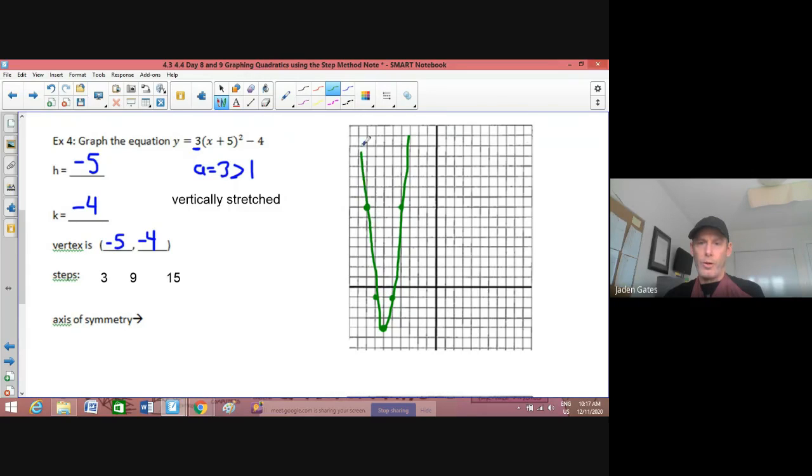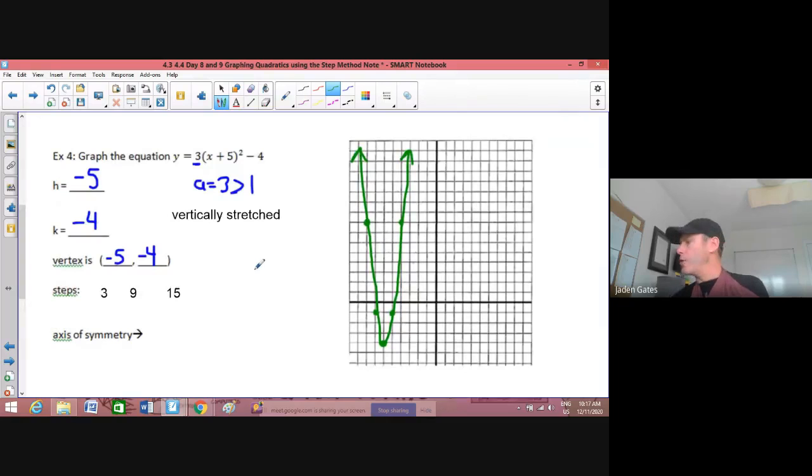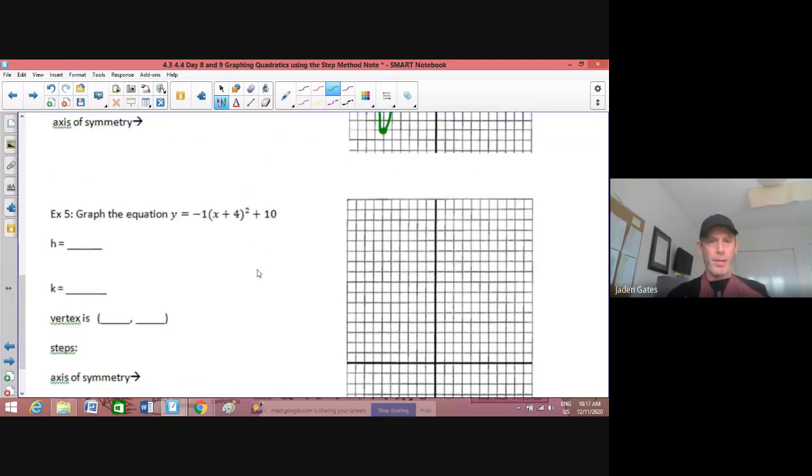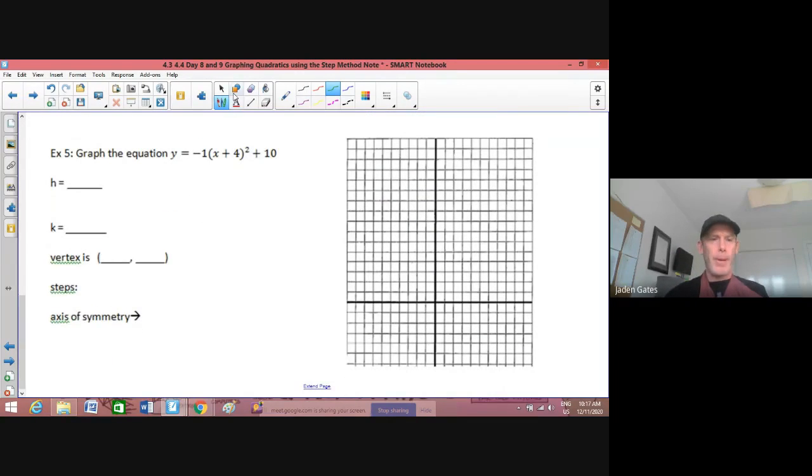And there we go. And as you can see, it's definitely more narrow. It has been vertically stretched, is the proper math language. All right, let's do a few more. Here we go. Changing it up a bit. All right, so now here we go.